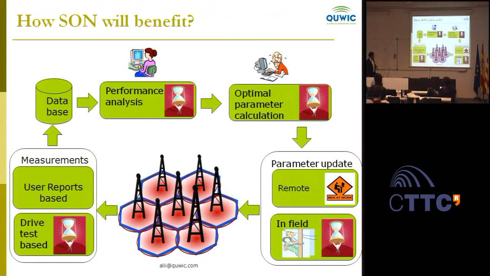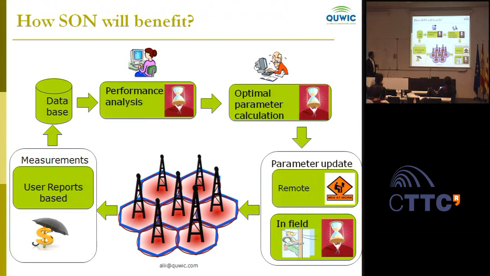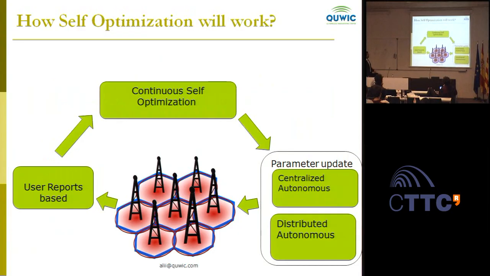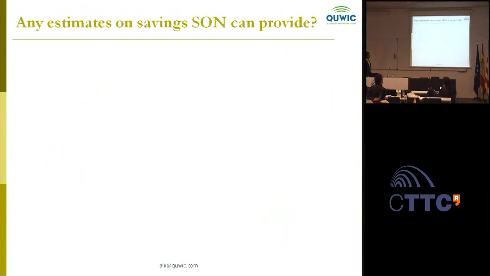Okay. So how the SON will benefit? Very simple. You're going to save some money here, and here, and here. And to put it simply, the self-optimization loop will look like this. But this is what means dream. So far we are on the dream. We need to realize it. But when you're dreaming, you want to enjoy it. So what kind of figures are operators looking for?